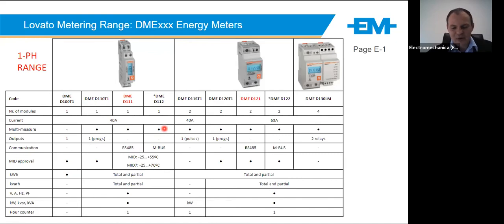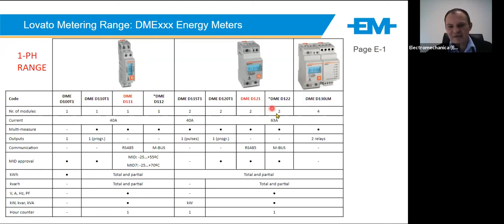Then kilowatt hours, obviously total and partial. Partial would mean a resettable counter, like an odometer on your car. You always have the total, not resettable. And the partial would be resettable, which you could reset month to month, depending on what you need. Then the basic variables, the standard ones, volts, amps, hertz, power factor, and then min max averages of KVA. All right. So there's the 40 amp single phase.